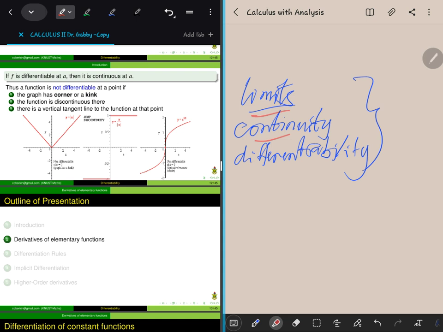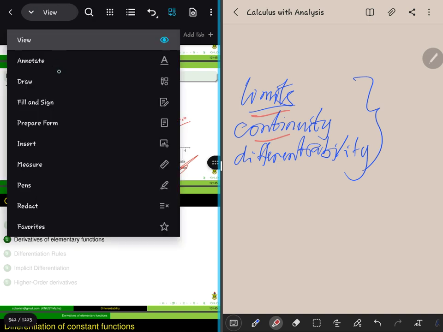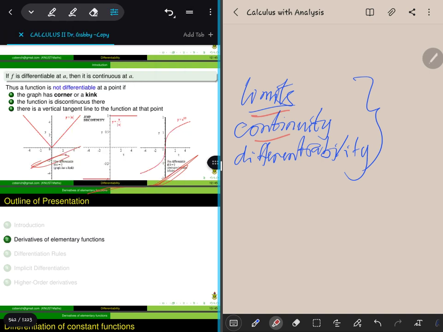So if it's discontinuous at that point, then it's not differentiable at that point. Most of the times we can look at the graph and see whether the function is continuous or discontinuous, right? But there are some common features of the graph that help you to know whether it is continuous or discontinuous, right? Some of them are very common. Let's look at those ones.